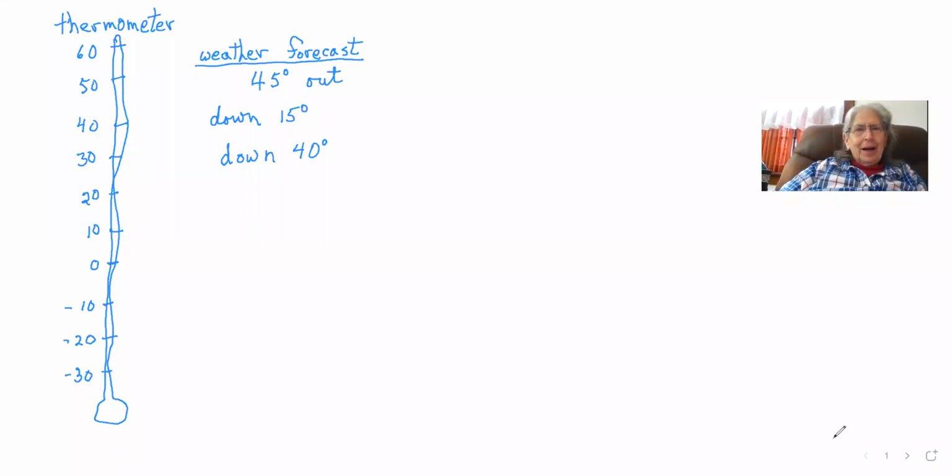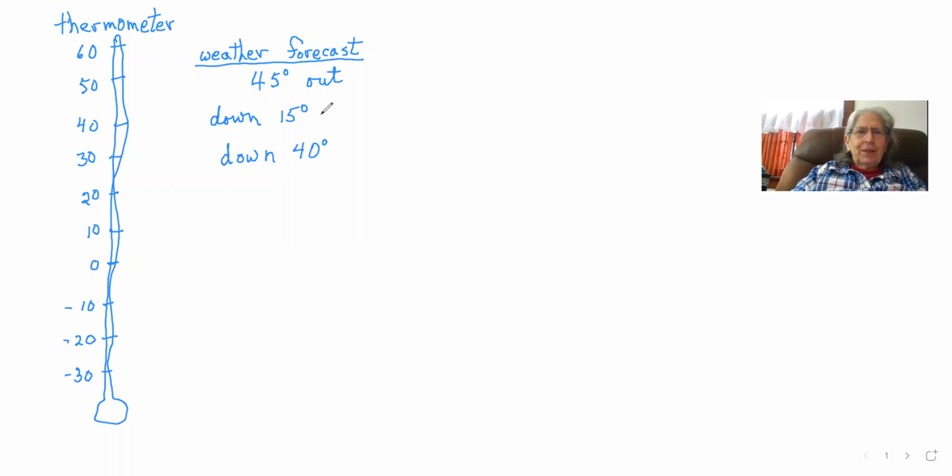Hello, I have 4 stories to tell you about negative numbers. First, let's look at this thermometer. As you can see, I'm a wonderful artist. Okay, so the weather forecast is that it's 45 degrees out now.